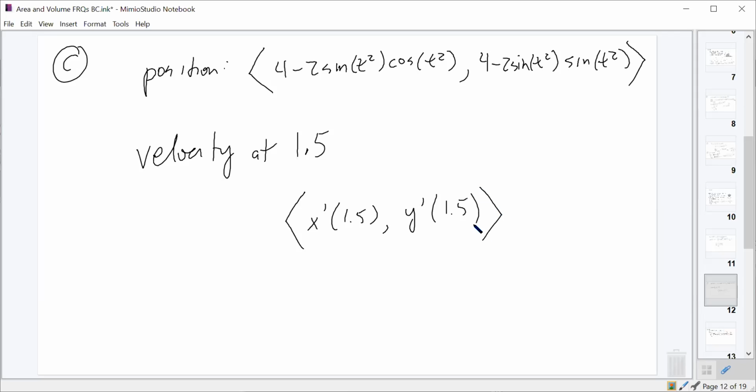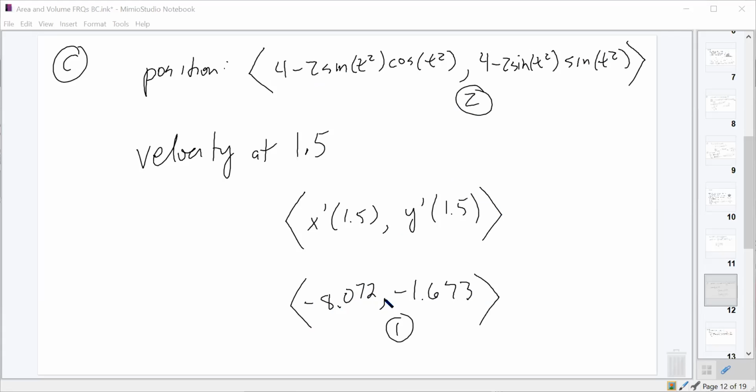And those values you will get from plugging each of these things into your calculator and having it evaluate the derivative at 1.5. And that came out to be -8.072 and -1.673. And that was 3 points, 2 points for having the right position vector and 1 point for the correct velocity vector at the end. Oh, yeah, sorry about that. Yes, parentheses there on your position vector.